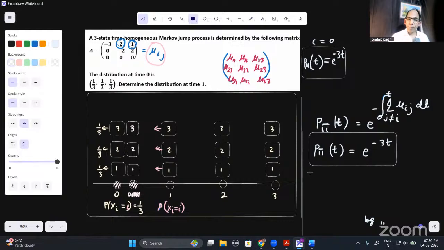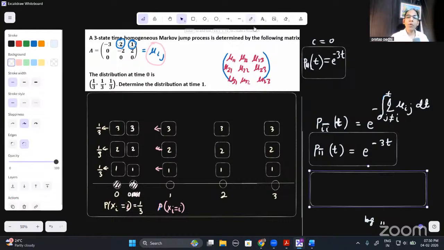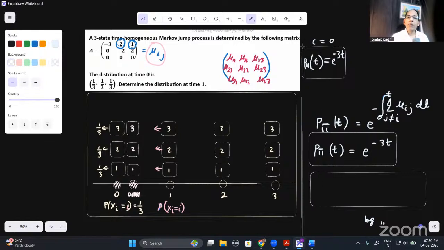Now, fortunately, in this example, P11 is equal to P11 bar. If they are not equal, you have to use this Kolmogorov's equation formula. Fortunately, in this example, P11(T) is P11 bar(T). That's why we can write directly this way. E power minus 3T. This is over. So the first one is over. We have many left now. So P11(T) is over. Similarly, you can find P22(T), P33(T).